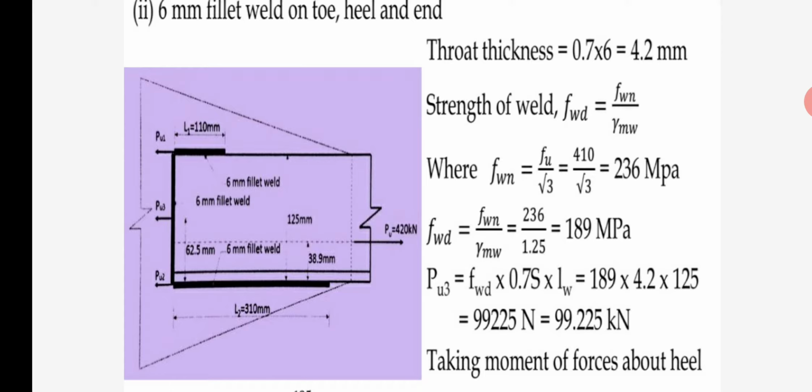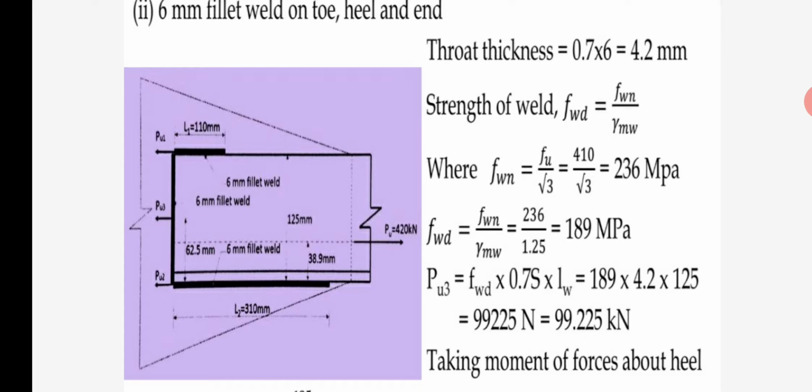Throat thickness is 0.7 times S, which means 4.2 mm. Then we find the strength of weld, FWD. For FWD, first we find FWN, which is FU divided by root 3, so 236 MPa. Finally FWD is FWN divided by gamma M, the partial safety factor, which gives 189 Newton per mm square, or MPa.